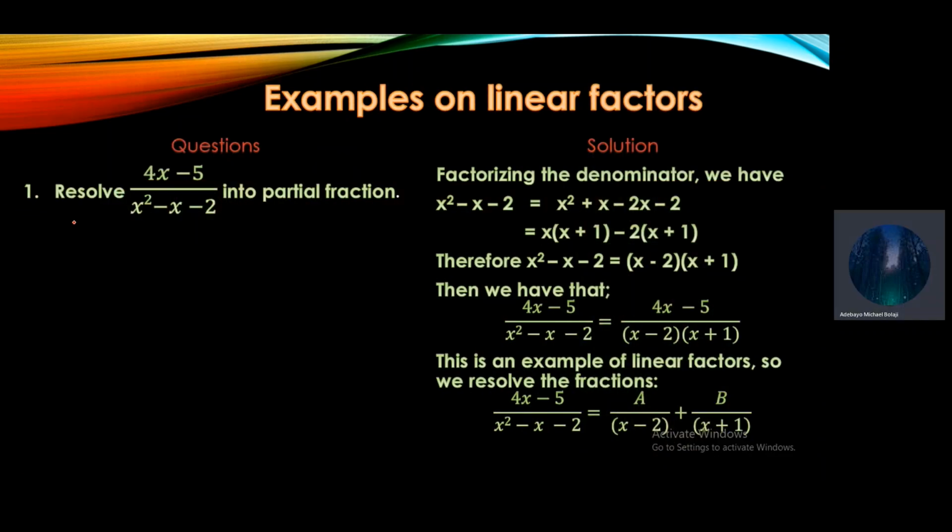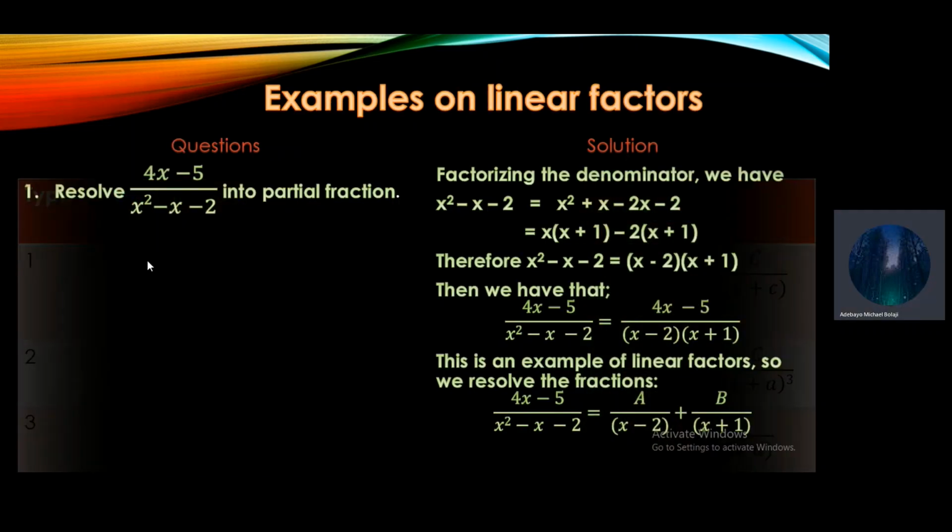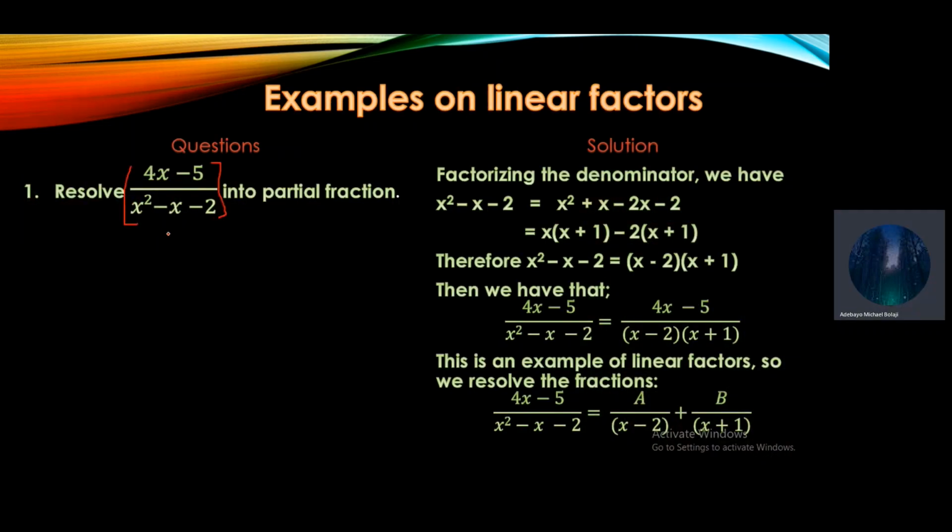Now look at this first question. It says resolve 4x minus 5 over x squared minus x minus 2 into partial fractions. We are trying to resolve this fraction into partial fractions. Mere looking at this question, you will likely think we use the quadratic factors, right? Because x squared minus x minus 2 seems like a quadratic in the denominator, but we don't use that.